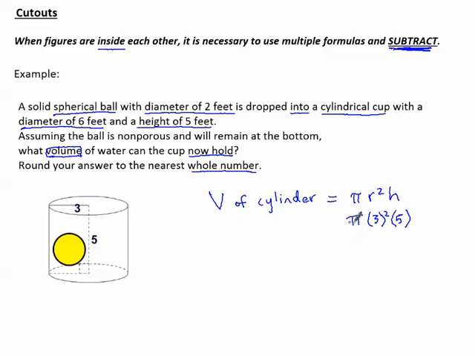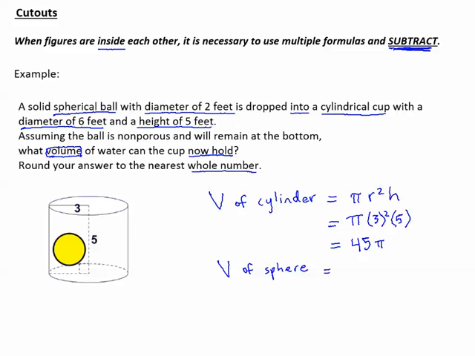I'm going to leave the pi and not type that part into the calculator. Therefore, what I will get, 3 squared is 9, 9 times 5 is 45, so 45 pi. My exact answer for the volume of the cylinder. Now the part that's inside is the smaller part, and that's the spherical ball. So that's the volume of the sphere that we're looking for next.